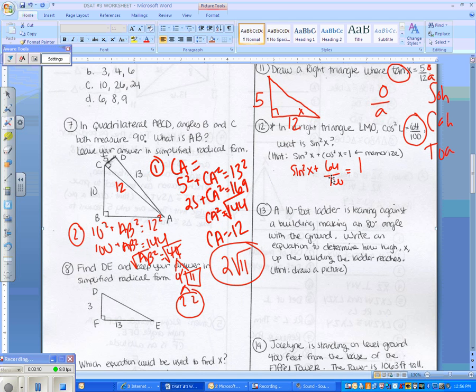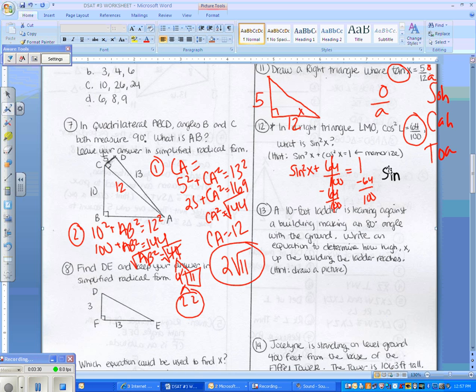And then you want to get sine squared x by itself because that's what they're asking you for. So the opposite of adding 64 over 100 is subtracting 64 over 100. So you subtract 64 over 100 from each side. And we won't have a calculator. So some people are freaking out right now saying, oh my gosh, Ms. Broyles, this is a fraction.